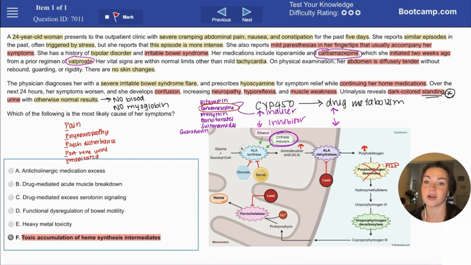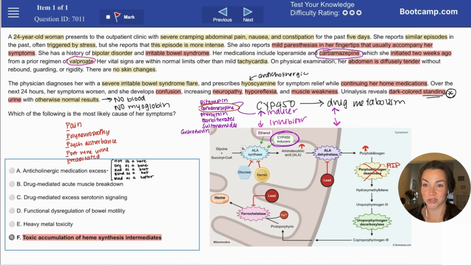Let's talk about our incorrect answers. Answer choice A is anticholinergic medication excess. In this case, in this question, the anticholinergic medication was hyoscyamine. So we would be worried about a hyoscyamine excess. So you would have chosen this answer if you thought that she was indeed having an IBS flare. We gave her too much hyoscyamine, and then all of those symptoms that happened after the fact were the fault of the hyoscyamine, as opposed to a progression of her chief complaint.